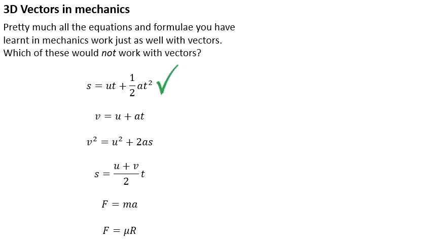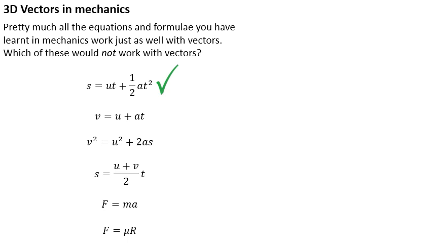Alright, here's the first one. This works just fine. We can have displacement equal to the initial velocity multiplied by time. Although we can't multiply vectors together, we can do a vector multiplied by a scalar. If we've got the vector (3, 4), we can times it by 10 and get the vector (30, 40). So that's not a problem.